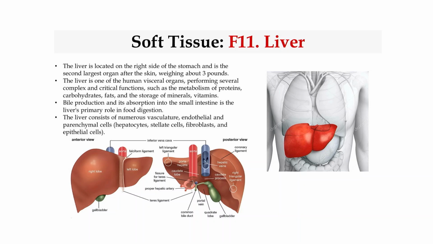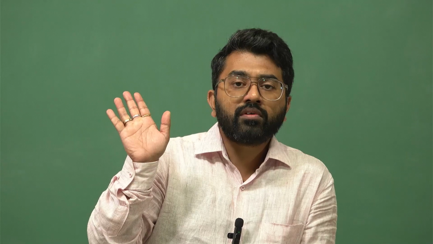The liver consists of numerous vasculature vessels, like blood vessels and all sorts of vessels, endothelial and parenchymal cells like hepatocytes, stellate cells, fibroblasts, and epithelial cells. These are different biological terms out there, right? But from a structural standpoint, you're looking at the liver to have a right lobe and a left lobe. You have a falciform ligament which separates the lobes, and there is a gallbladder located at the bottom side, and then you have the inferior vena cava and the aorta which are passing through. This is if you're looking at the liver from this side, right?